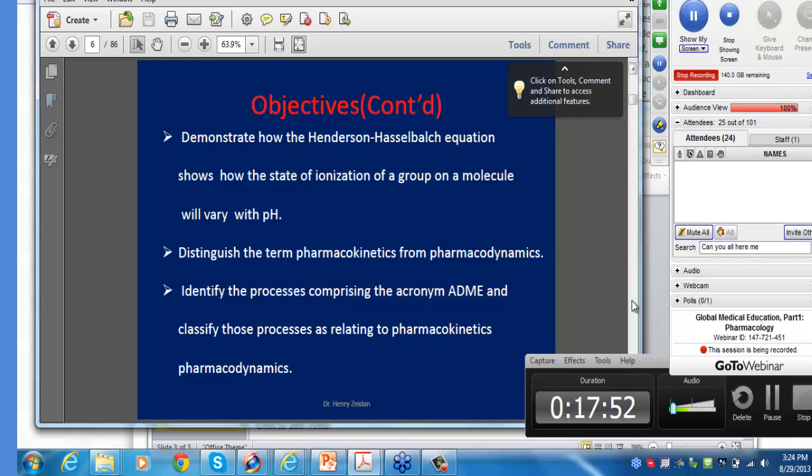We'd like to clearly define the difference between pharmacokinetics and pharmacodynamics. How a drug can be handled by a human cell. What is needed, what is happening to the drug, and how the human body can accept a certain drug via specific receptors that interact with a high specificity toward drugs, toward neurotransmitters, toward hormones.